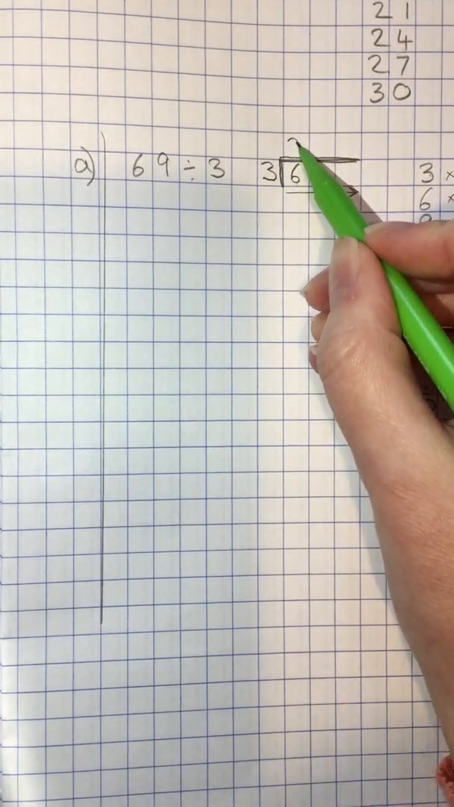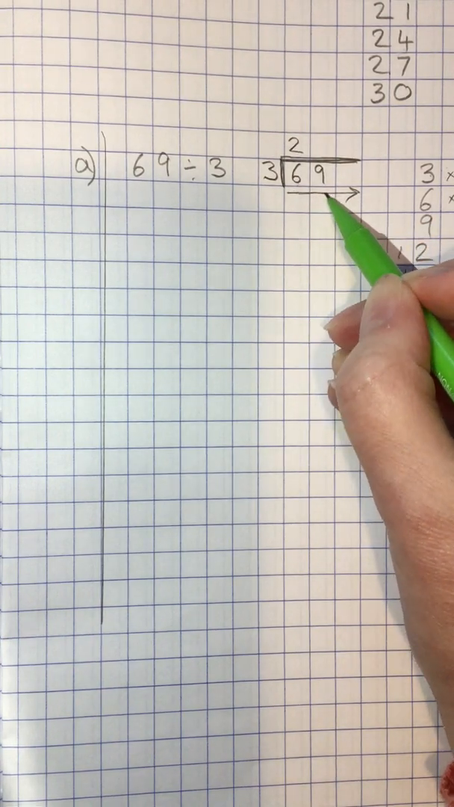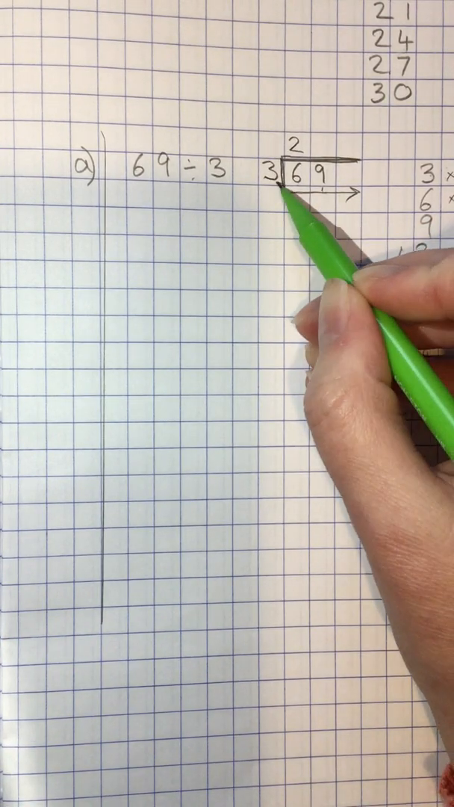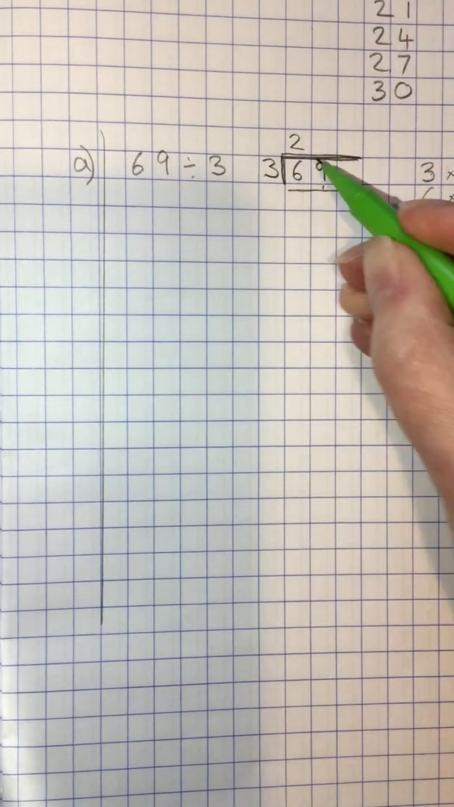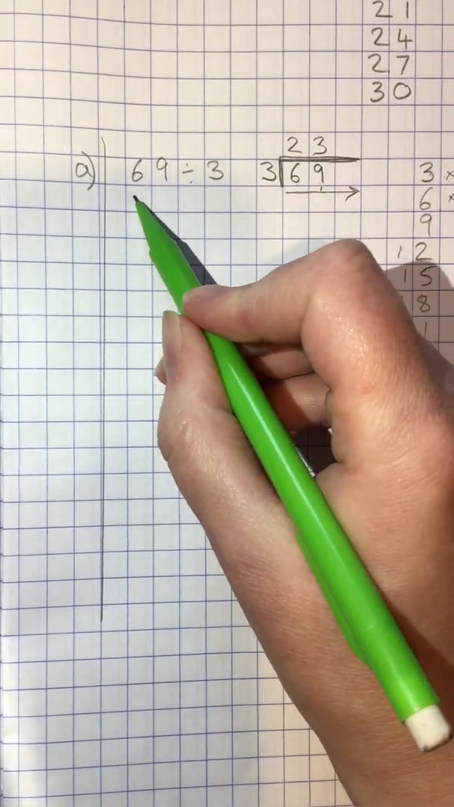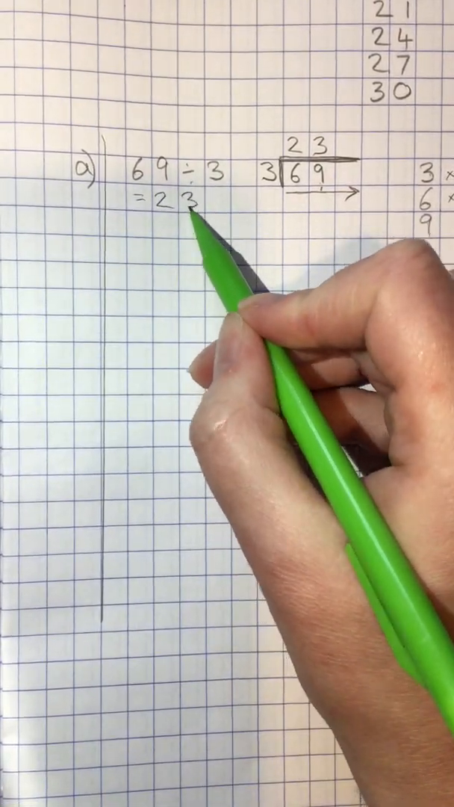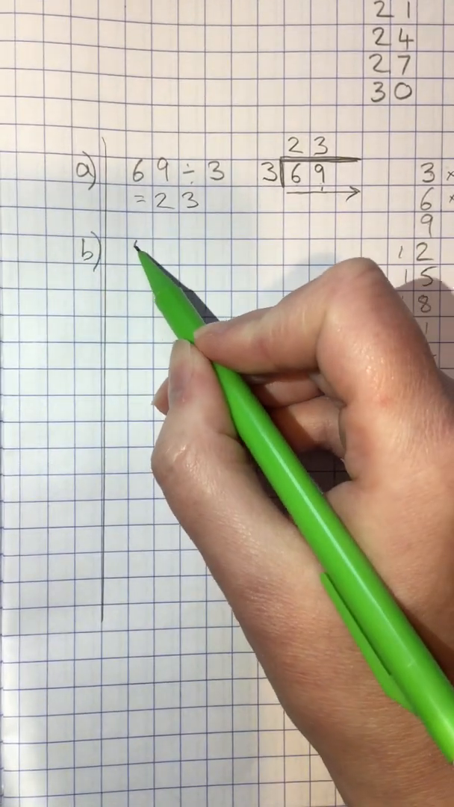So I put a 2 above. That shows me there were 2 3s in 6. I then move across to my next digit, the 9. How many 3s go into 9? 1, 2, 3. So the answer to 69 divided by 3 is 23. Let's have a look at another problem.